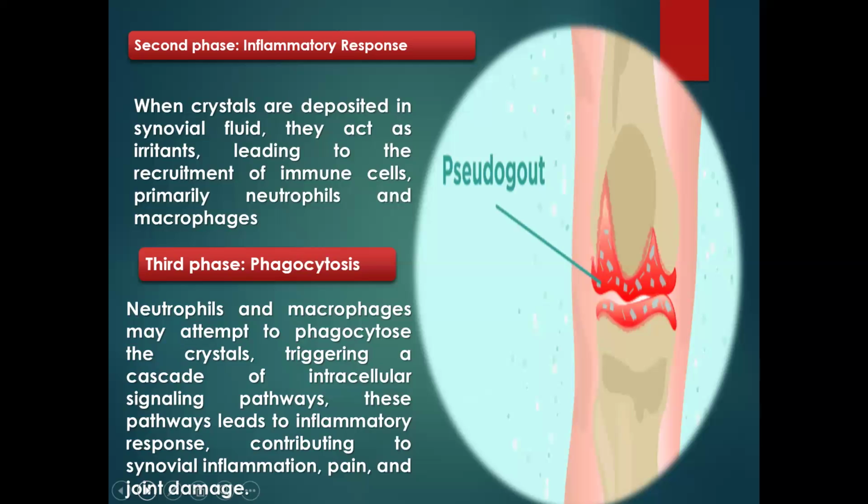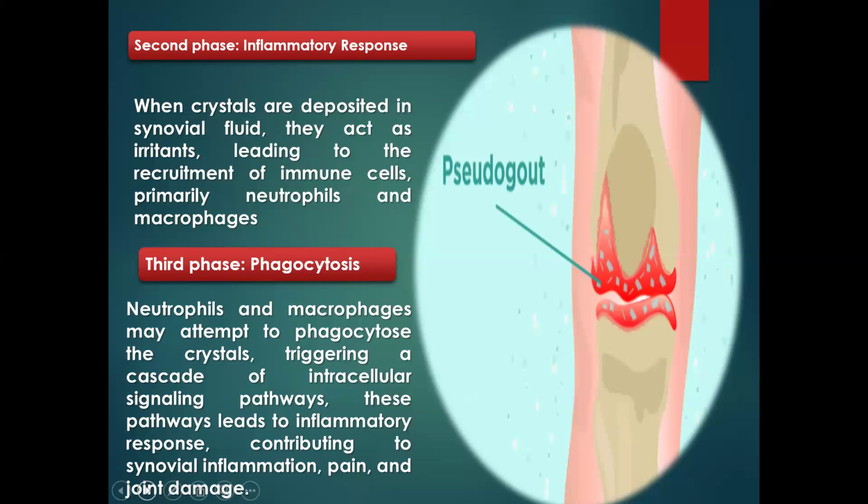So the process of attacking the crystals leads to phagocytosis, and that's the third phase. When the neutrophils and macrophages attempt to destroy the crystals, they trigger a cascade of intracellular signal pathways. That is, pathways for fighting, pathways for response, like in a country that is being attacked by another nation, the internal security will come and kill the invaders. You understand? The same thing happens to the body.